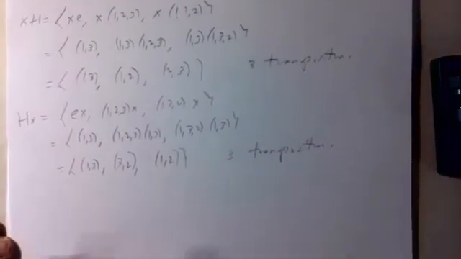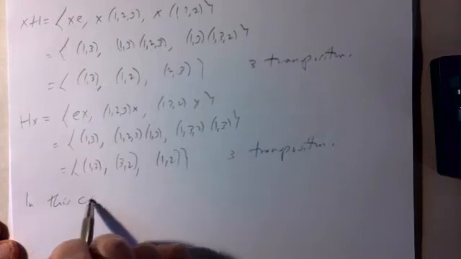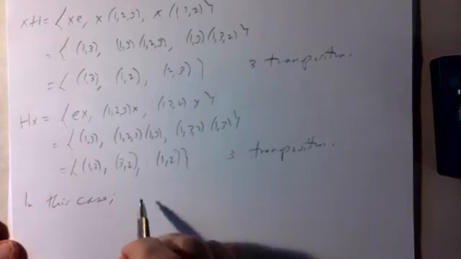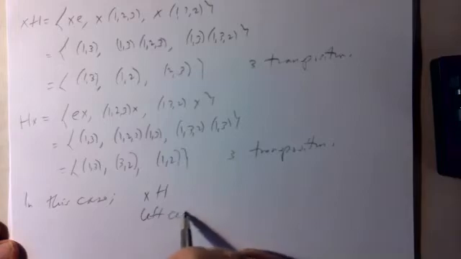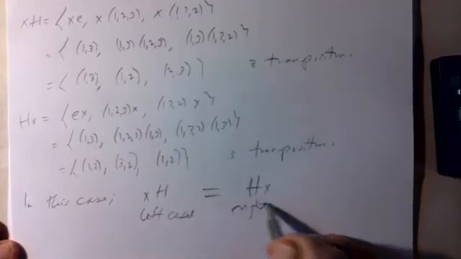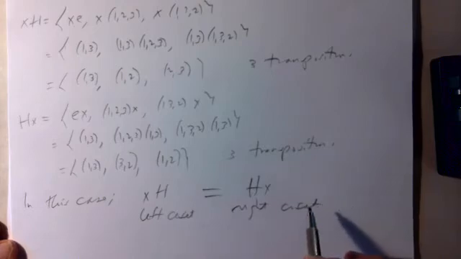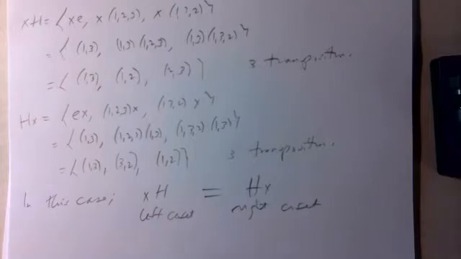So in this case, it happens that the left coset equals the right coset. In the previous example, that wasn't true. In this example, it is true. That just says sometimes the left coset equals the right coset. Sometimes it doesn't.